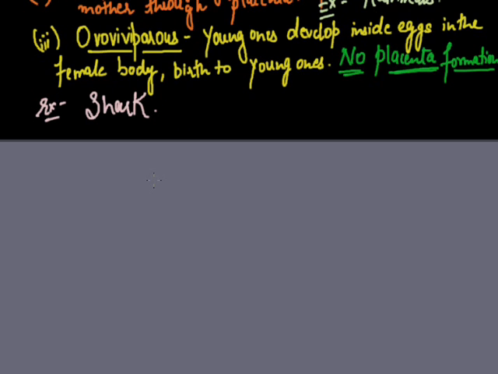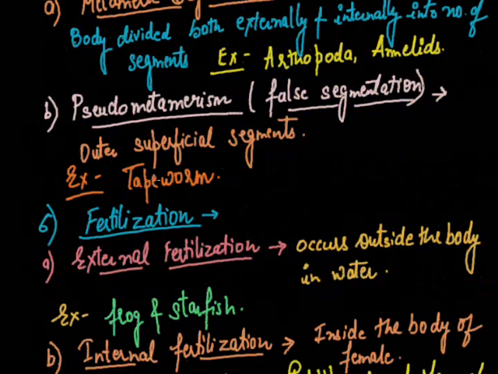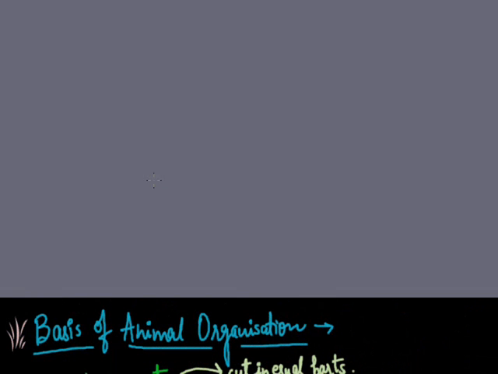Next, in the next class, we will discuss the excretory product, circulation system, body temperature, body cavity, development of heart, and other organization of animals in detail.